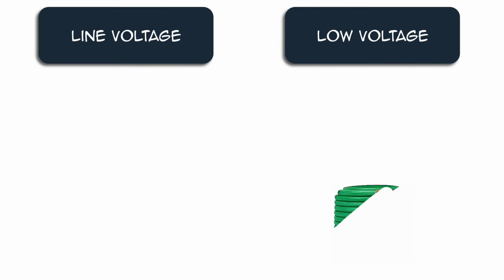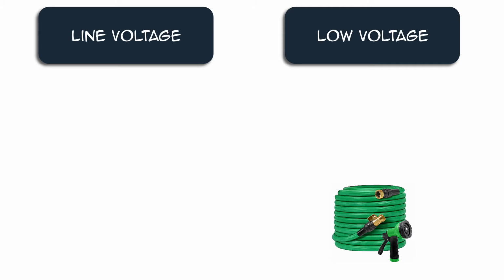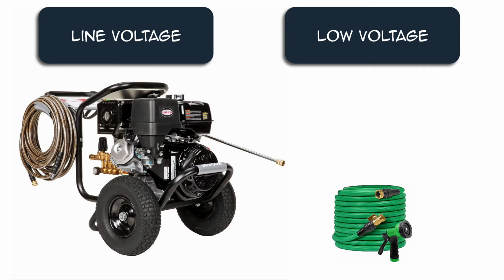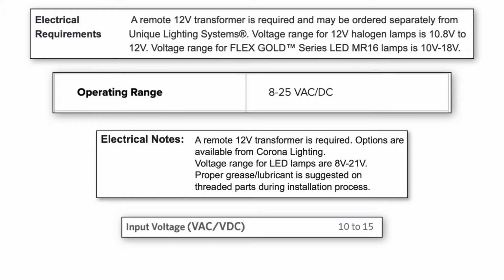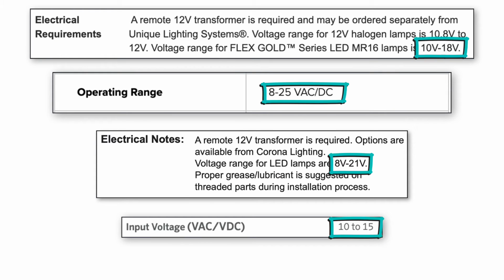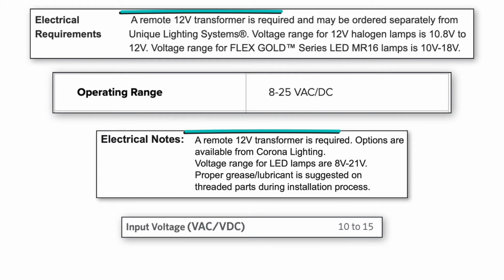Simply put, if low voltage is a gardening hose, line voltage is a pressure washer, and we're working with gardens here. For this reason, the strong majority of landscape light fixtures are designed to run at low voltage. Landscape lighting transformers bring standard voltage down to this level.